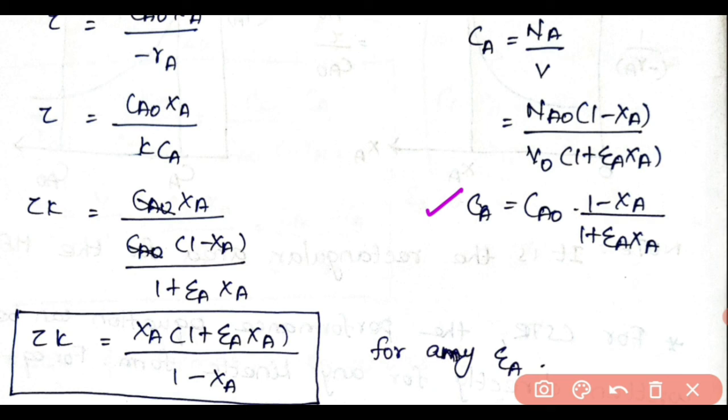Now substitute this Ca in your rate equation K Ca. You will get tau K is equal to Ca0 into Xa divided by Ca0 into 1 minus Xa divided by 1 plus epsilon A Xa. This Ca0 will cancel out, so you will get tau K is equal to Xa into 1 plus epsilon A Xa divided by 1 minus Xa, for any epsilon A.